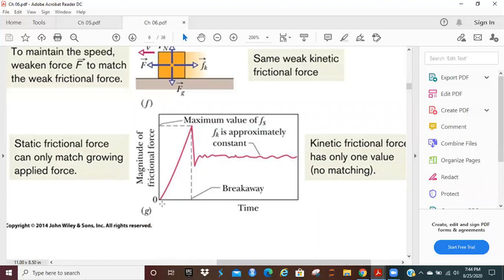What this graph attempts to show is the magnitude of the frictional force. It has a component as time goes from 0 up to the time where the object starts to move. The frictional force, the static frictional force, increases. Once the object starts moving, the kinetic friction force takes over and then runs at approximately a constant amount.